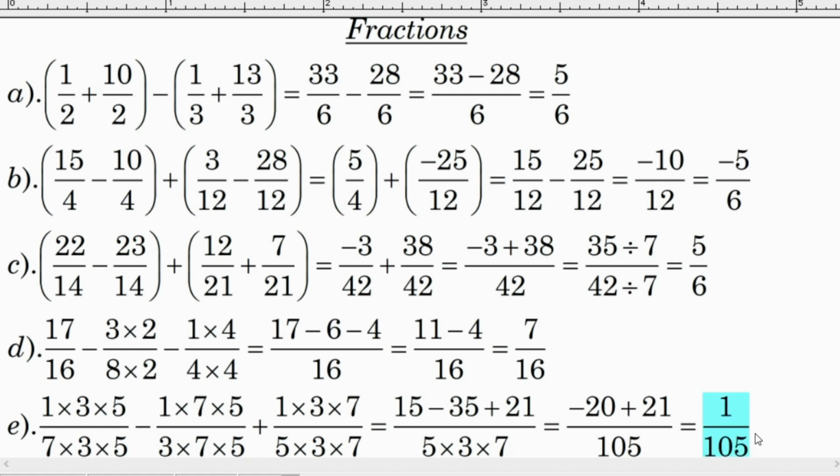Okay, I hope you understand step by step. And the most important thing is that we know how to find the same denominator.